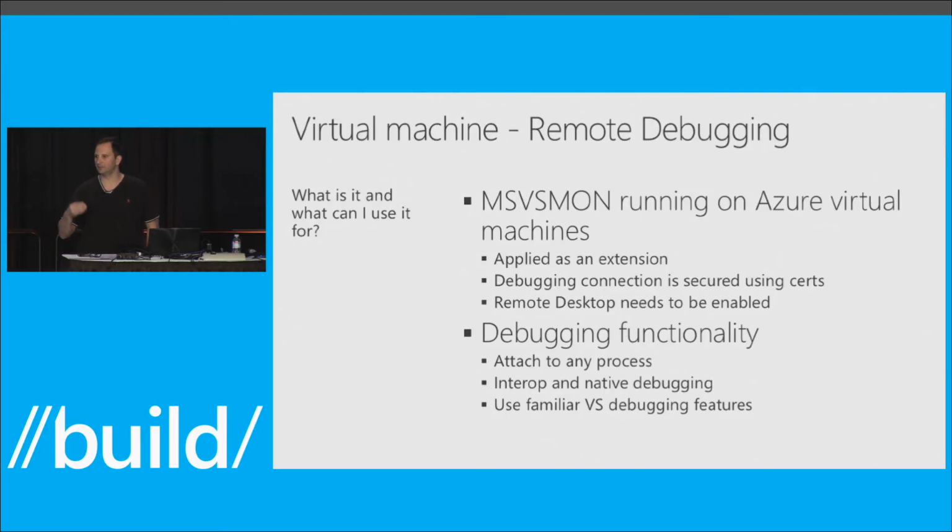So we basically took advantage of the new extension functionality there. The debugging connection is secured using certs, and the only thing you really need to be aware of, but that's usually done by default, is that remote desktop needs to be enabled on a virtual machine, and I think that's always the case. I think you cannot even do it without it, because it's basically using the remote desktop cert to secure it. It's grabbing the thumbprint so that we know this is really the machine we want to attach to, that there is no man in the middle or something like that.